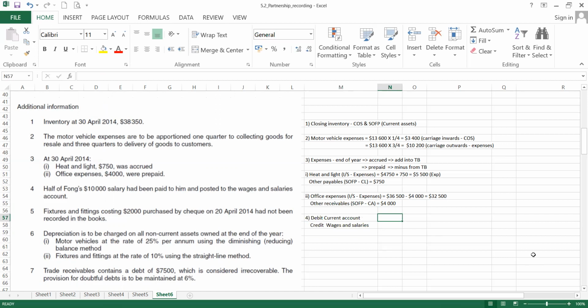Okay, so now here we will debit, because this is a payment amount. Payment amount only pay half, so we pay half will be 10,000 divided by 2, which is 5,000 that we need to adjust from the wages and salary. So wages and salary in the income statement for the expenses from the book.